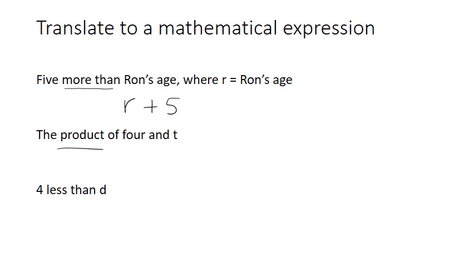Product means multiply. So the product of 4 and t means we're going to multiply 4 and t, and we simply write that as 4 times t. Less than means subtract. So 4 less than d. The way we say subtraction is a different order than the way we write the subtraction. When we write the subtraction, it would be d minus 4.